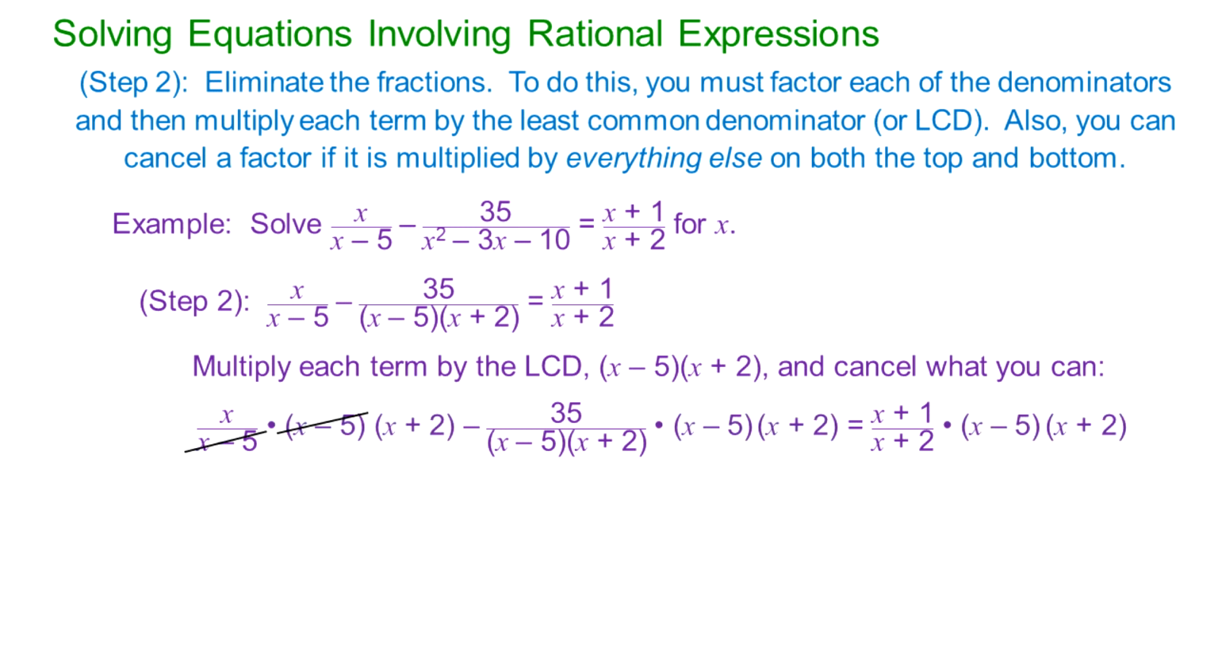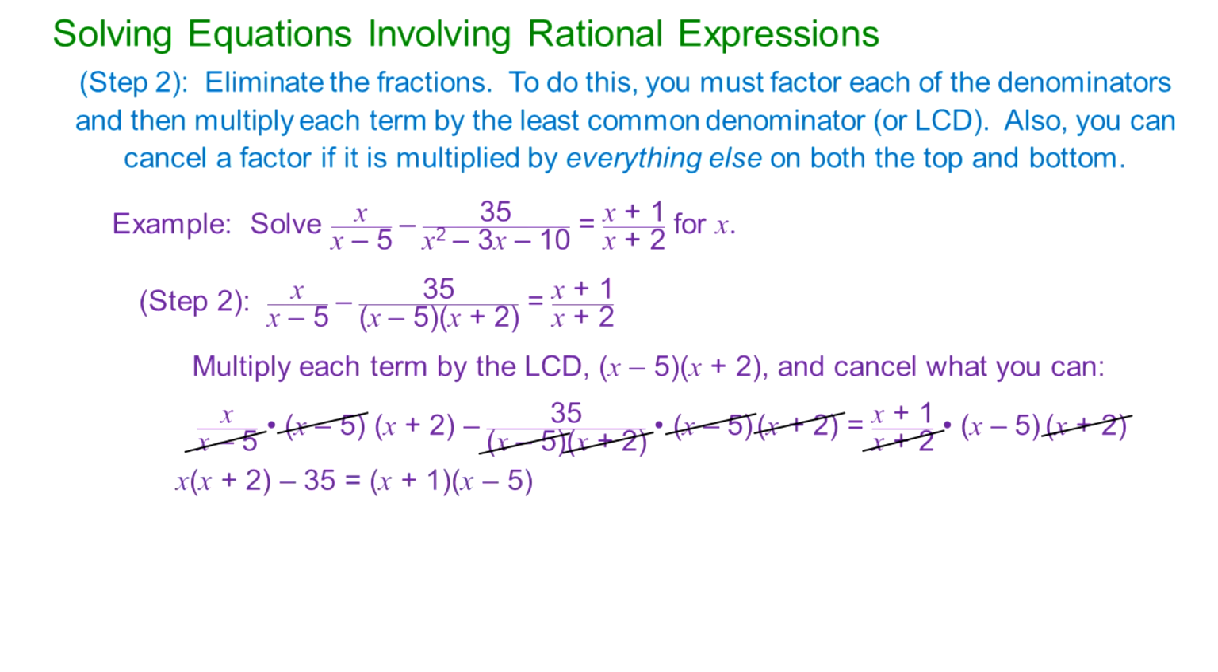In the first part of this equation, I have an x minus 5 multiplied by everything else on the top and bottom, and so I can cancel those. In the second part of this equation, I have both an x minus 5 and an x plus 2 multiplied by everything else on the top and bottom, and so I can also cancel those. And in the third part of this equation, I have an x plus 2 multiplied by everything else on both the top and bottom, and so I can simplify this part of the equation by dividing both the top and bottom by x plus 2.